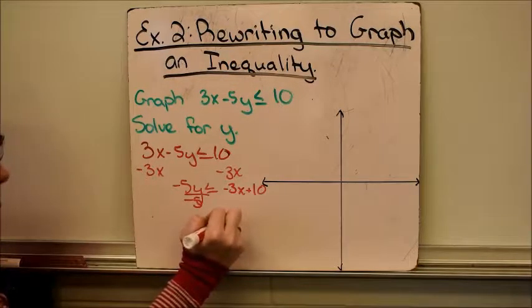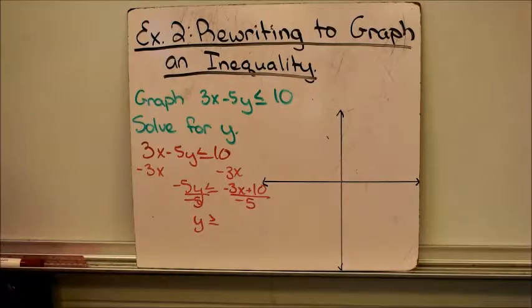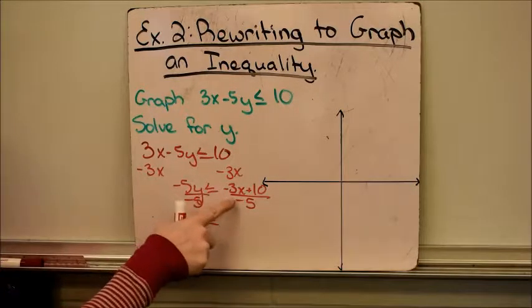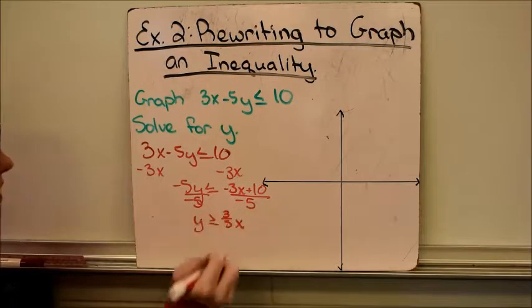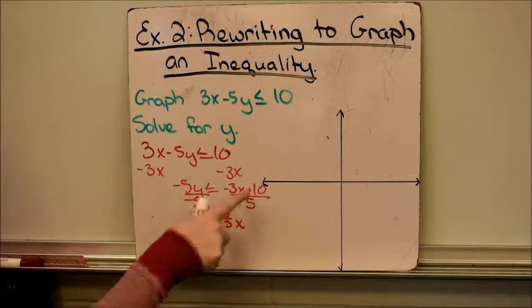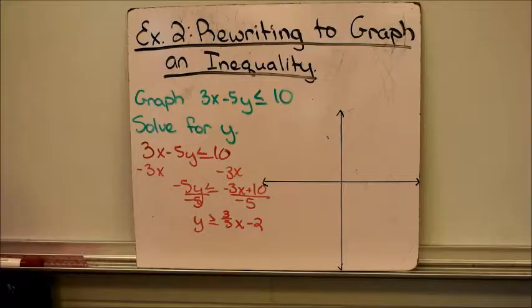Now y is greater than or equal to this whole side divided by -5. Because this is -3 over -5, I'm going to make this positive, and I'm just going to leave it as a fraction, 3/5 x. And then 10 divided by -5 is -2. So that's my final solution solved for y.